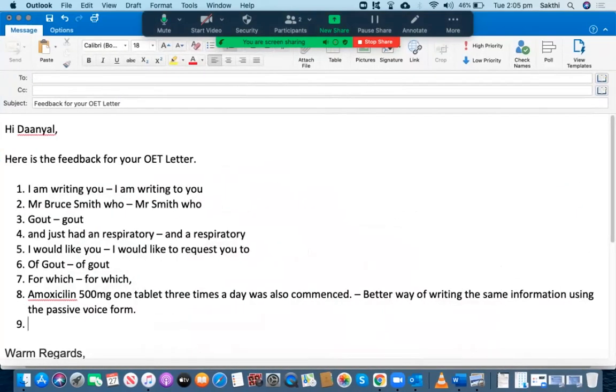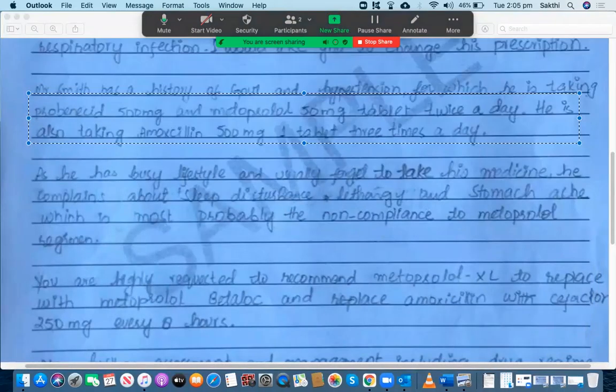So either "was also commenced", if it has already started, or "is being commenced". This sentence doesn't say whether it is finished or ongoing, so you can write either "is being commenced", that's all right, or "was commenced". Both of them are correct. "Being commenced", with the -ed? Yes, that's right. You have to include the -ed.